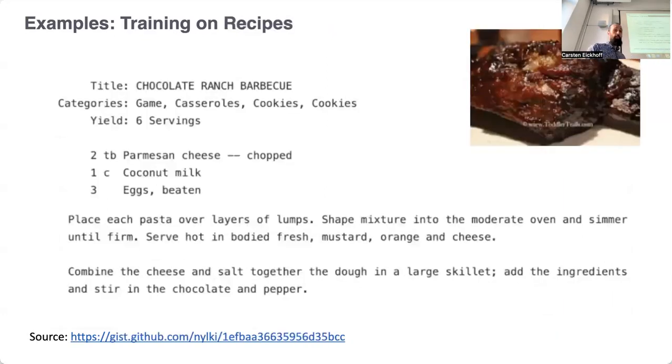We get the same if we, horror of horrors, generate recipes, which we can do with this. We get interesting things. So there's a casserole here made of Parmesan, but chopped coconut milk and eggs. And as just one of the highlights, place each pasta over layers of lumps. And we all love lumps, right? So anyway, not great.